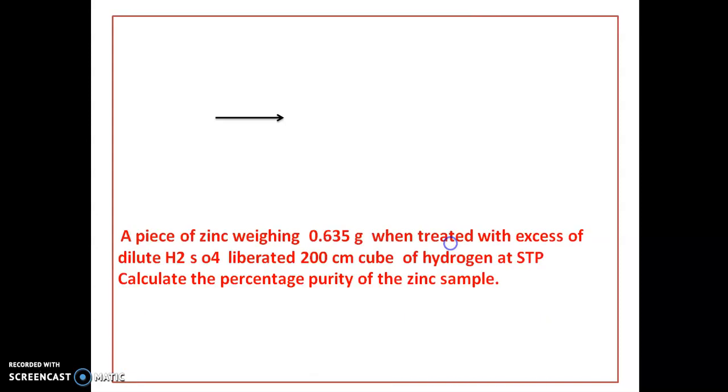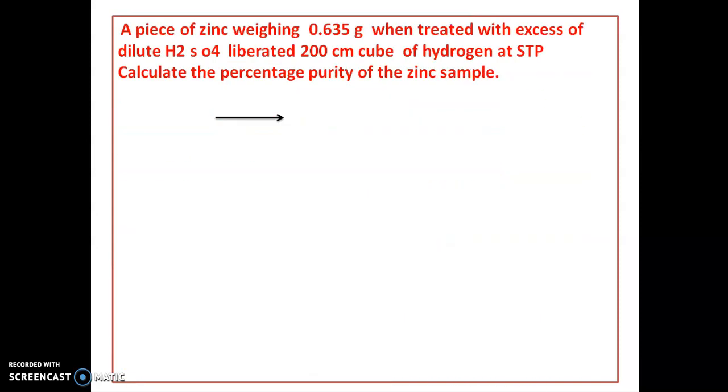Now second example. A piece of zinc weighing 0.635 gram when treated with excess of dilute H2SO4 liberated 200 cm³ of hydrogen at STP. Calculate the percentage purity of the zinc sample. So you have to write again the balanced chemical equation. Here in the example zinc is given, which reacts with H2SO4. So when zinc reacts with H2SO4, H2 is evolved.